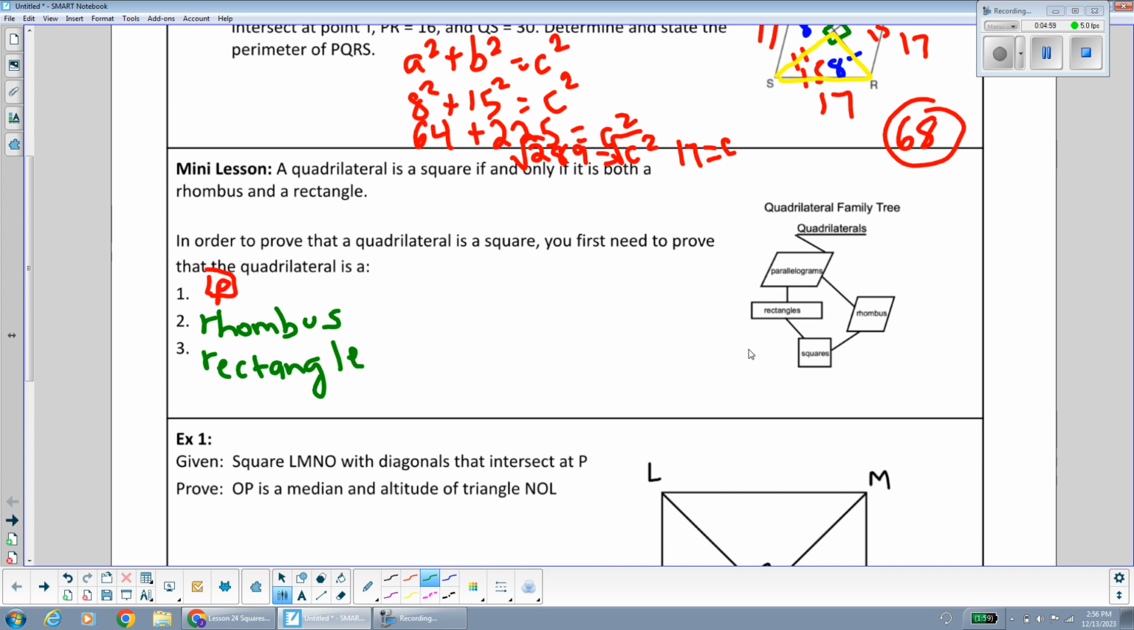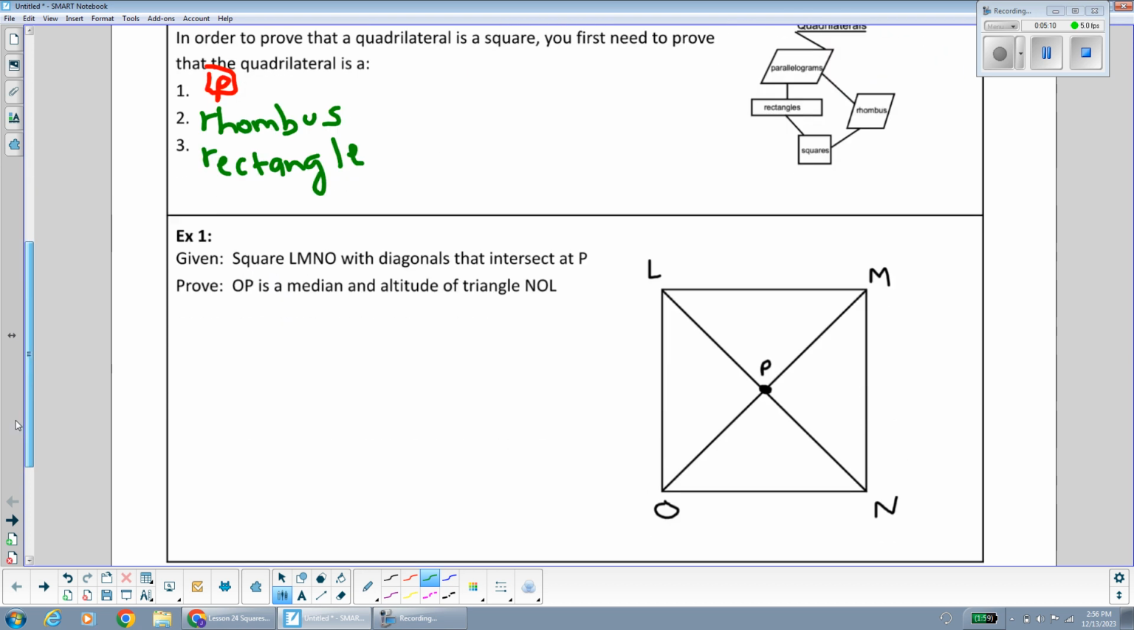Notice on our parallelogram family tree, everything connects to squares because squares are everything. Parallelograms, rectangles, and rhombuses. They have all the properties of all the other ones because they are everything.